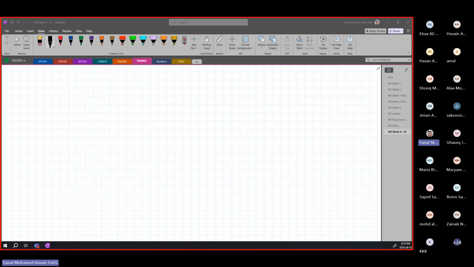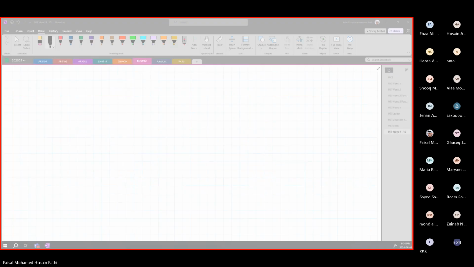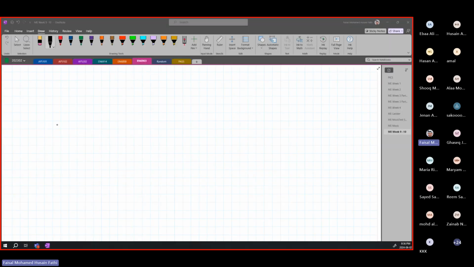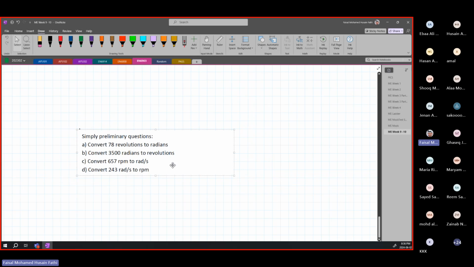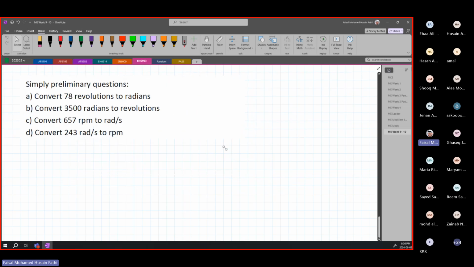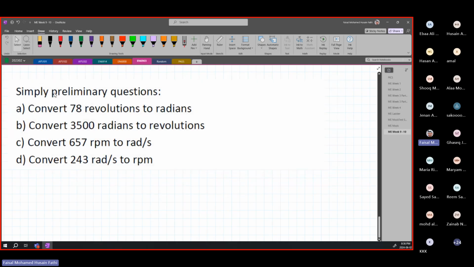I'm pretty sure it's very straightforward so far. Let's look at a few questions so we have a better idea on how to solve or how to understand this. Here we have simply preliminary questions, which are convert 78 revolutions into radians.